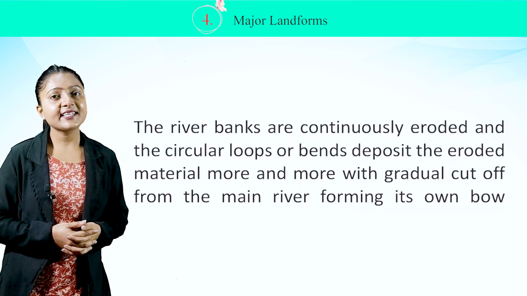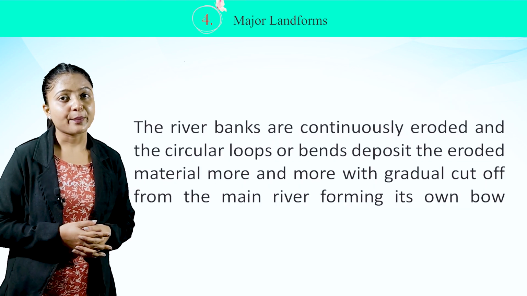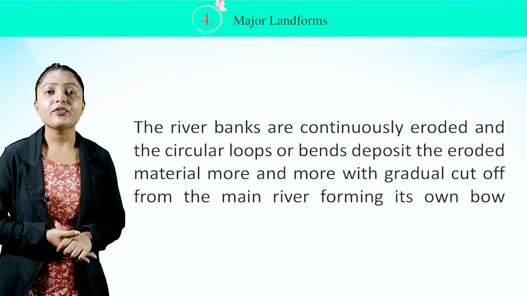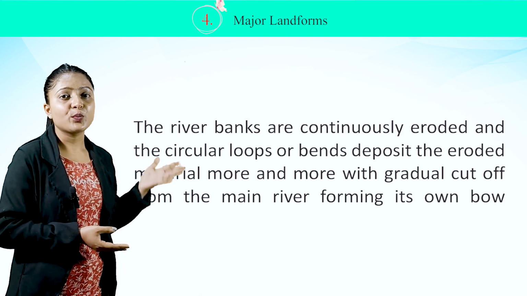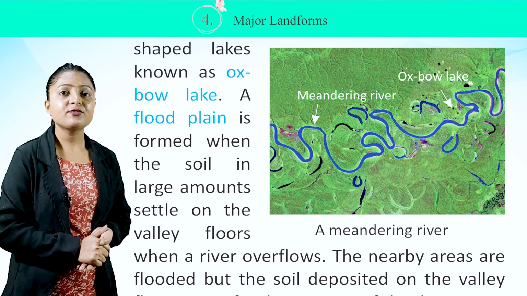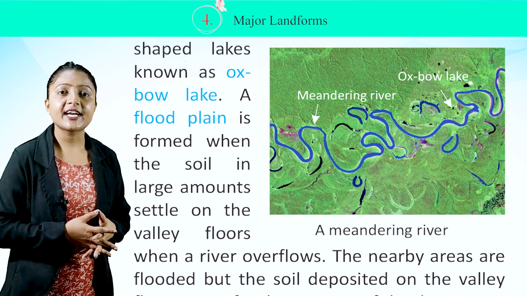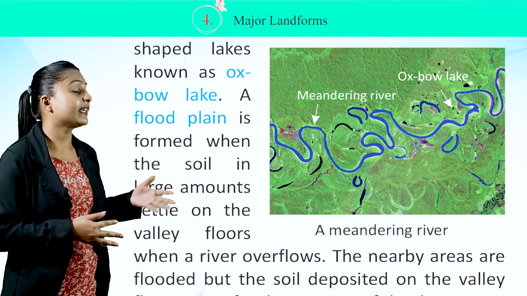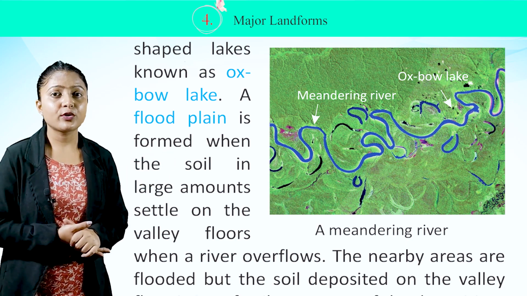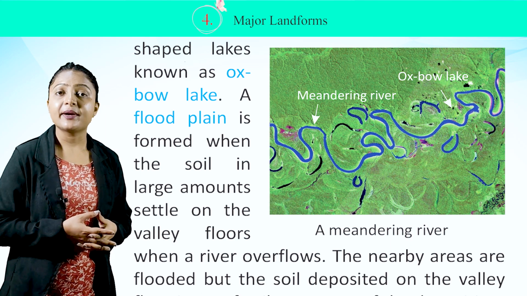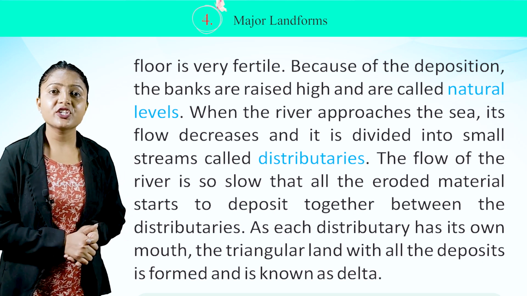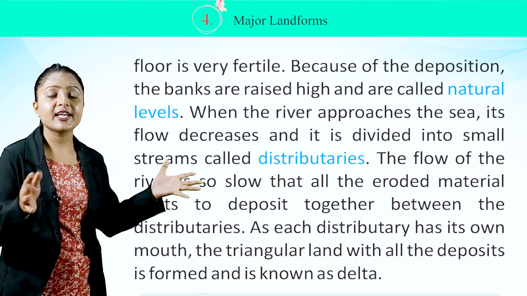The river banks are continuously eroded and the circular loops or bends deposit the eroded material more and more, with gradual cut off from the main river, forming their own bow-shaped lakes known as oxbow lakes. A floodplain is formed when soil in large amounts settles on the valley floors. This is the picture of a meandering river. When a river overflows, the nearby areas are flooded, but the soil deposited on the valley floor is very fertile. Because of the deposition, the banks are raised high and are called natural levees.